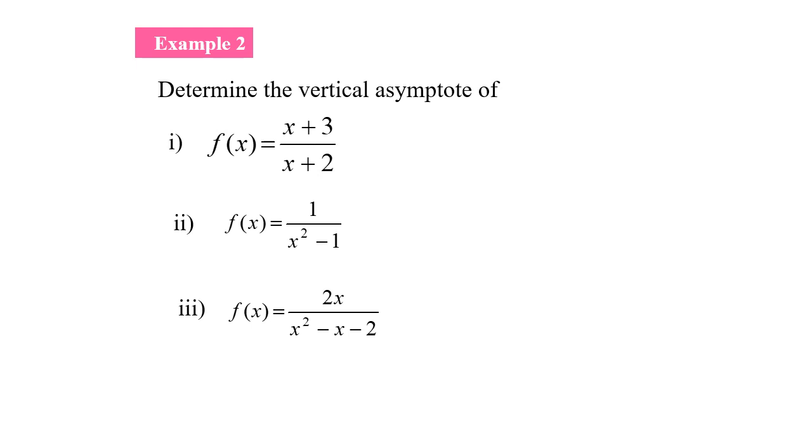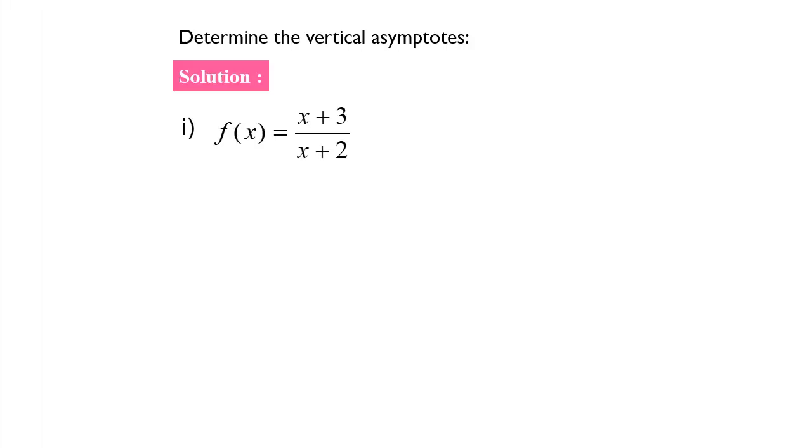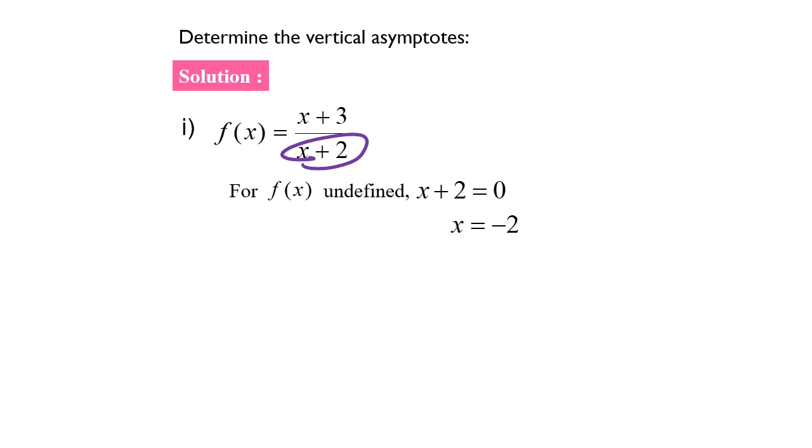So let's do another 3 examples so that we can understand more about the vertical asymptote. The first one: determine the vertical asymptote for f(x) equal to (x plus 3) over (x plus 2). As I said in the previous example, for f(x) to be undefined, the denominator should be equal to 0. That's why we equate x plus 2 with 0. So x should be equal to negative 2. This means that the vertical asymptote is x equal to negative 2.